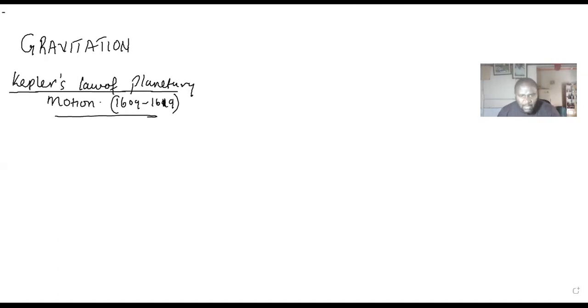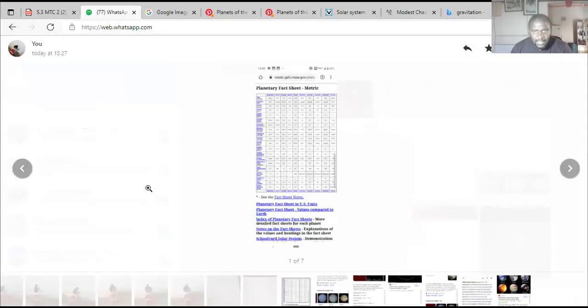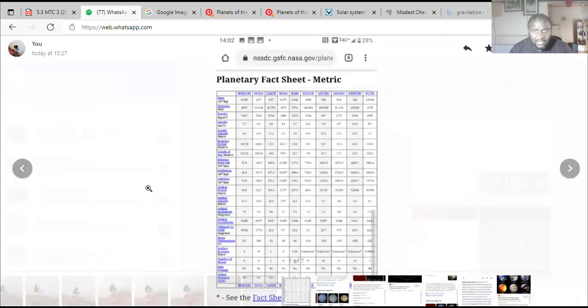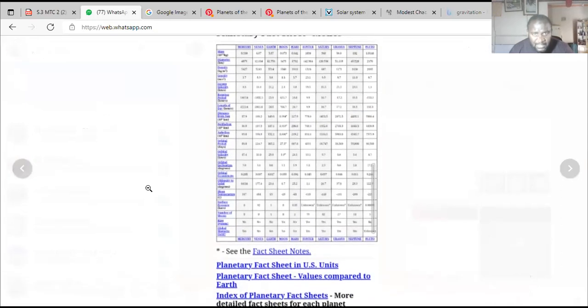Oh, there's one table I wanted you to see. Let me see if I still have it. There's a table I had, which I wanted us to take a look at. Yeah, this table. Let me share it with you. This table has a summary of some planetary facts. Yeah, I'm going to share it on the WhatsApp groups.